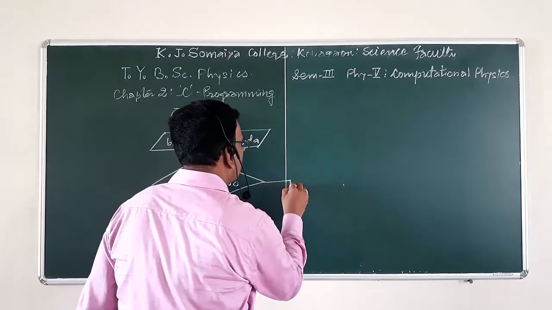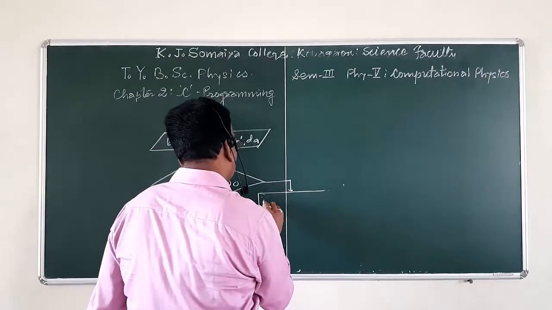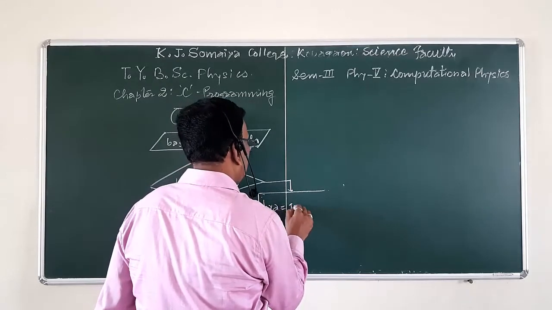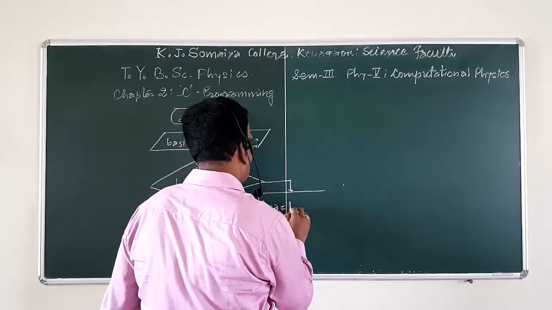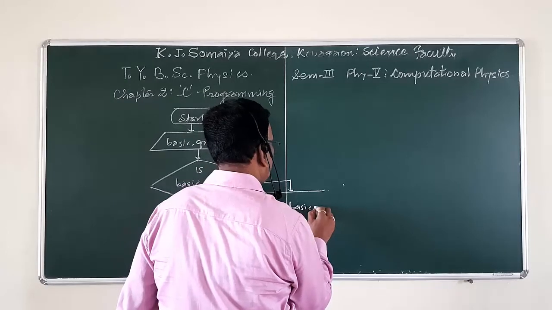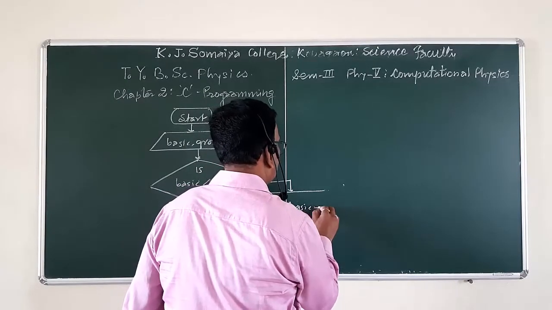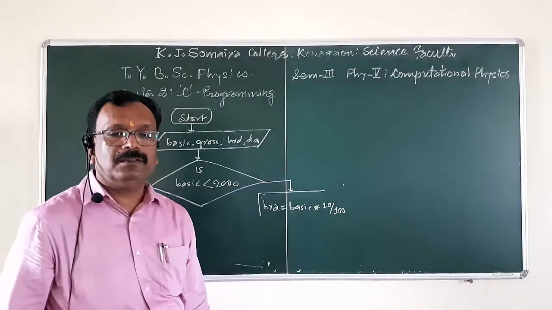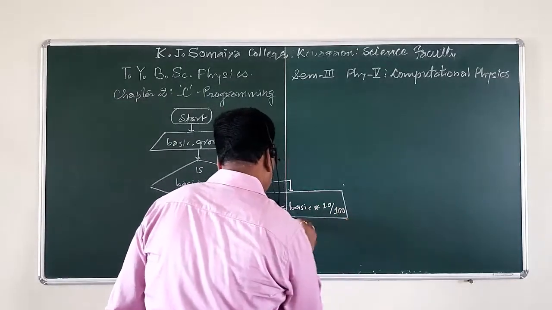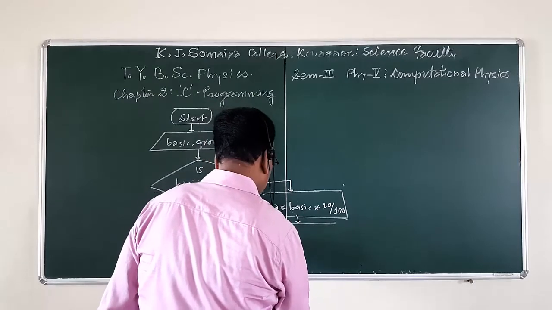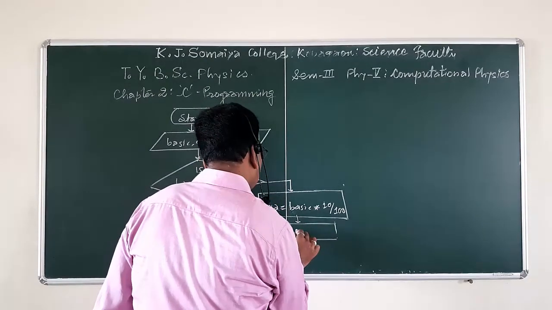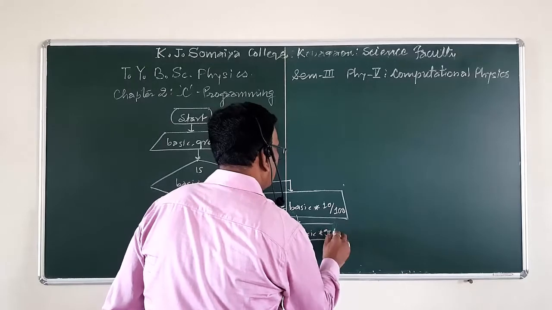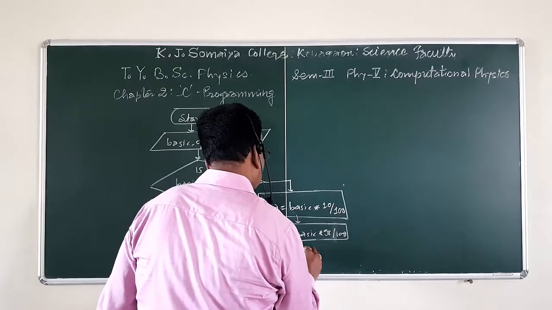If yes, then HRA is equal to 10% of basic, plus 10% of the basic, and DA is equal to basic 98% of the basic.